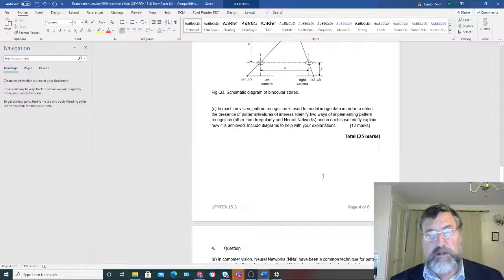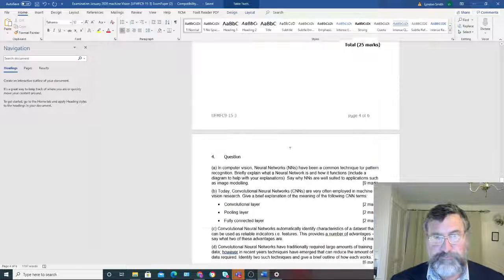I think that'll all make sense when you look at those techniques. Make sure you include some figures there. It says include diagrams to help your explanation. So I'll be looking for some decent diagrams there to go with that.